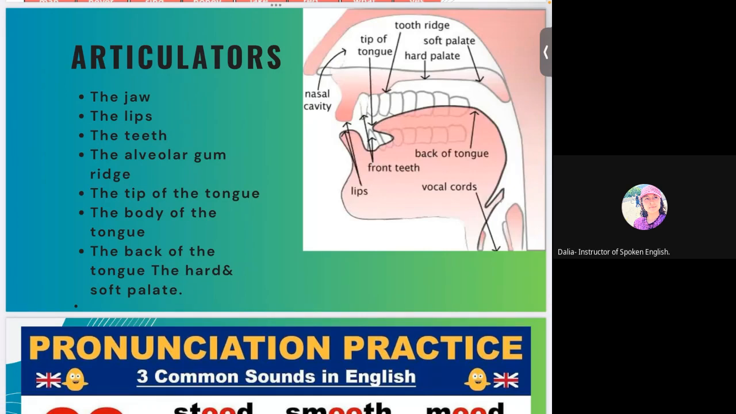Then lips এর উপরে কাজ করতে হবে. You have to work on your lips movement. Lips কে কিভাবে ইউজ করবে, how you can do it, very important.